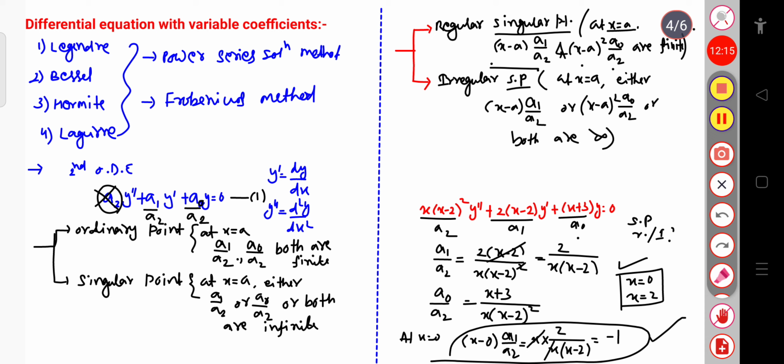If any of these, suppose at x equal to 0 one of them goes to infinite, then we need not calculate further. Simply you can write that this is an irregular singular point. For the irregular singular point, you have to check whether any of these is infinite or both are infinite, then we can say that it is an irregular singular point.